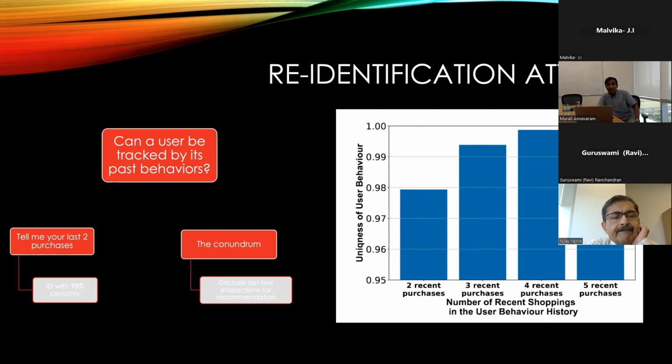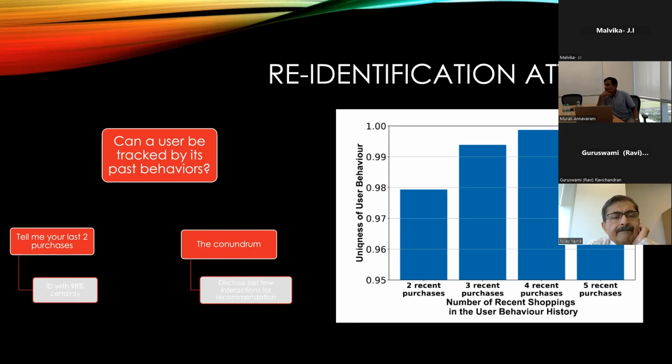And so it turns out that users can be easily identified if you give me the last 2 recent purchases. If you give me the last 2 purchases that you have, I will tell you who you are with extraordinarily high accuracy. And the conundrum here is that you do need to disclose these last few transactions to get a good recommendation. If you don't disclose this, you're not going to get good recommendations.